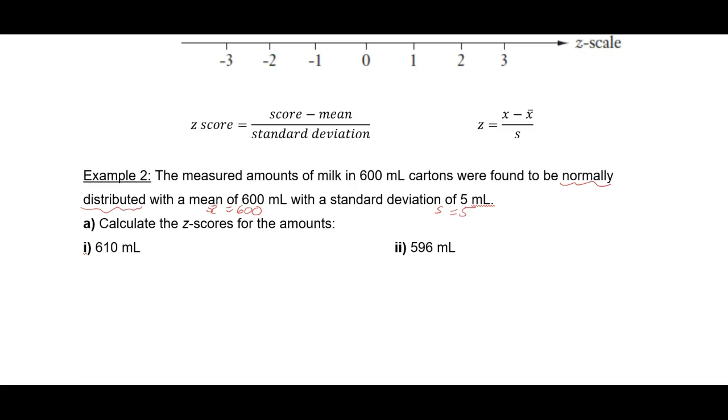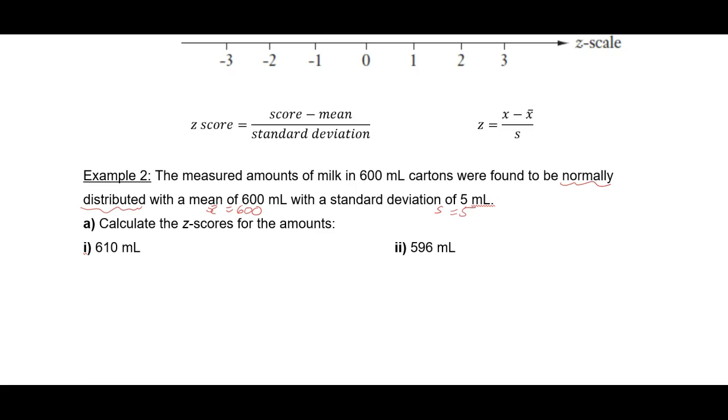So Z-score for 610. Well, how many standard deviations? So is this above or below the mean? It's above the mean. By how much above the mean? It's 10. 10 mils is how many standard deviations? Well, if the standard deviation is 5, then 10 mil is 2 standard deviations above the mean. So by that logic, 610 mils has a Z-score of 2.